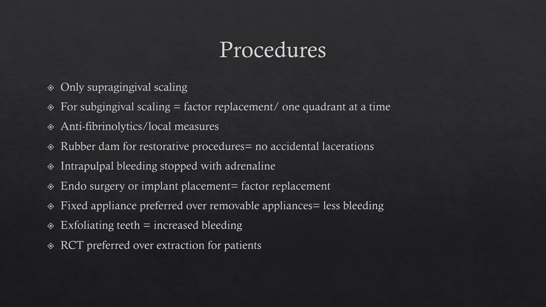Usually the bleeding for primary teeth is going to be more than that of permanent teeth extraction. So again, you can replace it after the teeth have been exfoliated. Endo is preferred to extraction, and any surgery that is extraction is done only after factor replacement. Fixed appliances are preferred over removable appliances because chronic removal and placing of the appliance can cause bleeding of the oral mucosa. So these are the procedures that can be done.